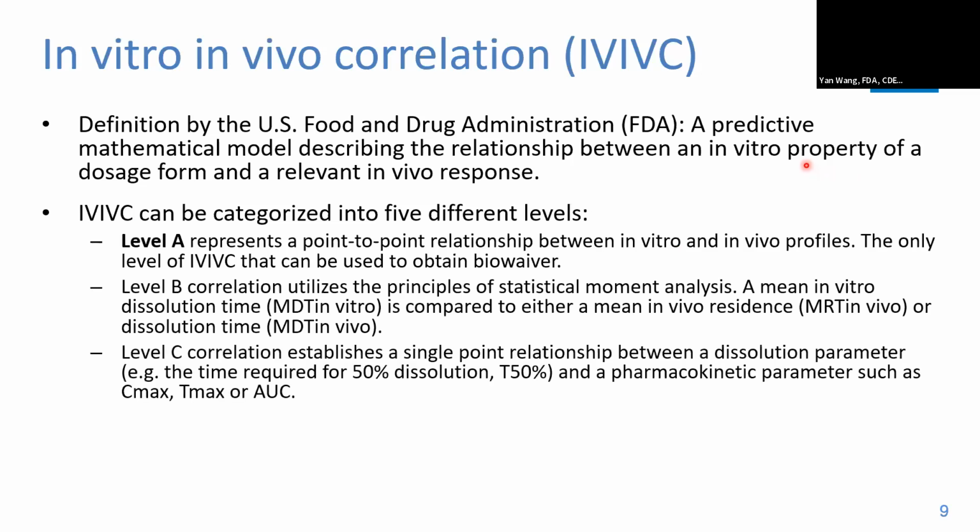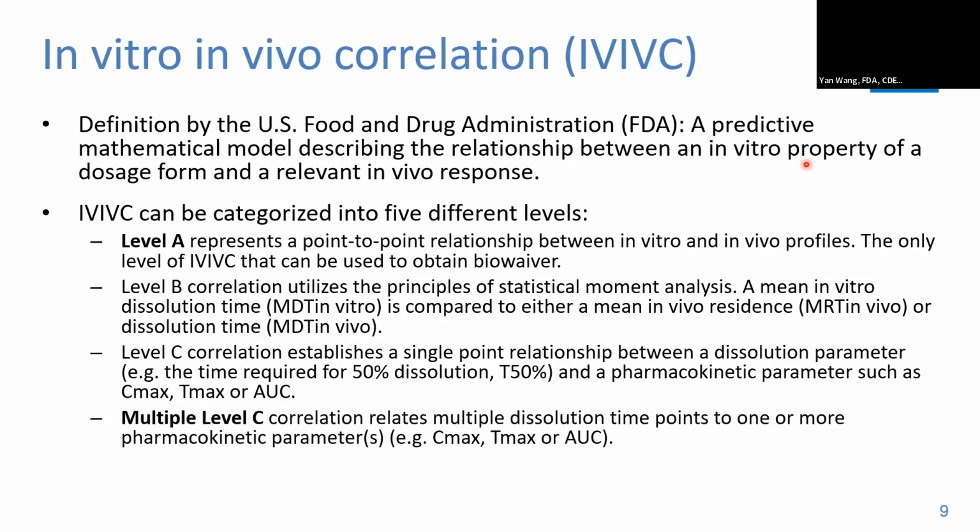Then level C correlation establishes a single point relationship between the in vitro and in vivo. Then here comes multiple level C, which correlates multiple dissolution time points to one or more PK parameters. Generally, the thinking is that if one is able to achieve multiple level C, then there is a good chance they could possibly achieve level A. So it's highly encouraged that if one could achieve multiple level C, they should further explore to see if they are able to get a level A.